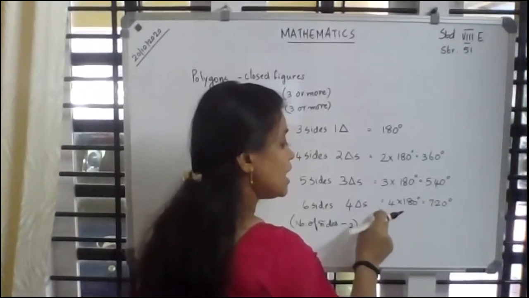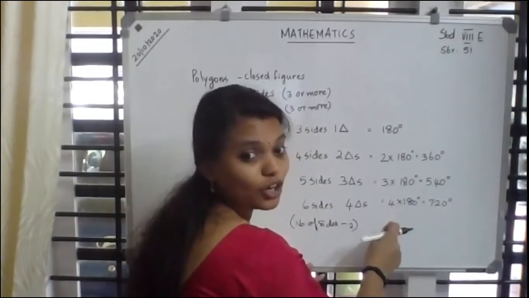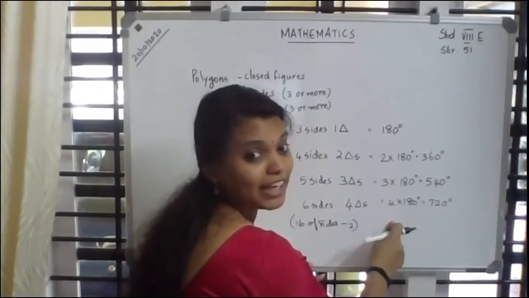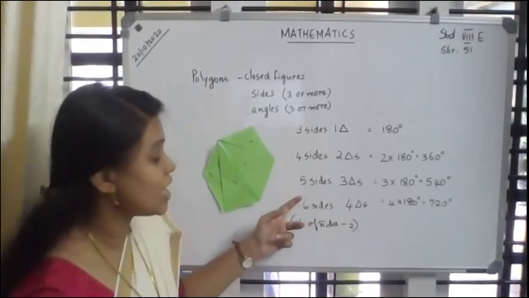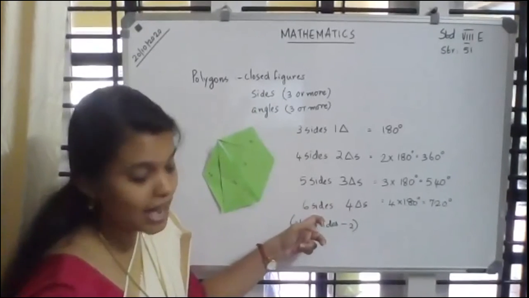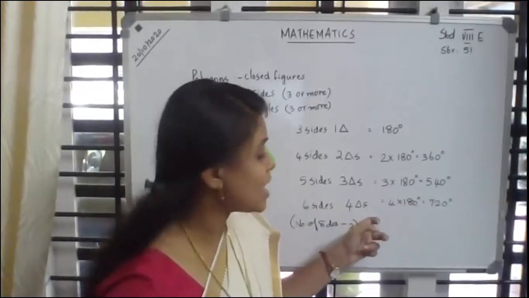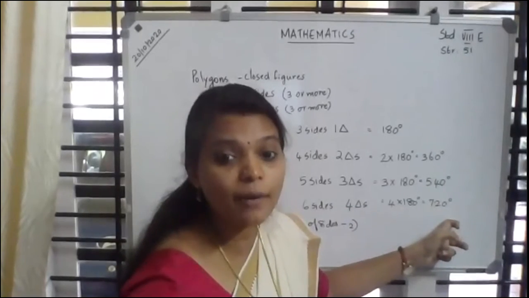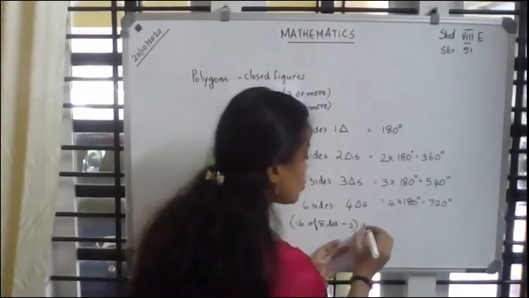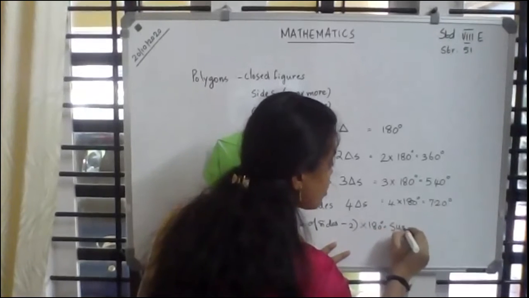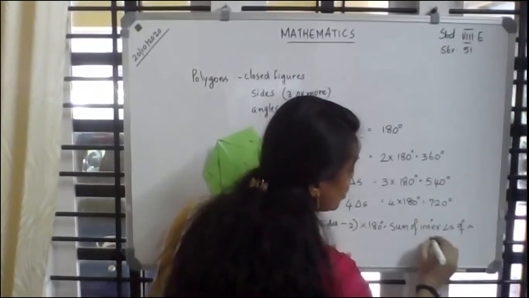Now, look here. 180 is multiplied by the number of triangles, and you got the sum of the inner angles of the polygons. For the hexagon, you subtracted 2 from the number of sides and you got 4 triangles, and you multiplied 180 with the 4 triangles and you got 720 degrees. That is the sum of the inner angles of the polygon. So, (number of sides minus 2) into 180 will give you the sum of inner angles of a polygon.